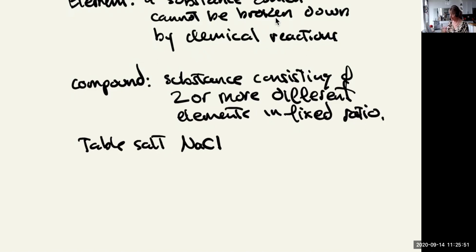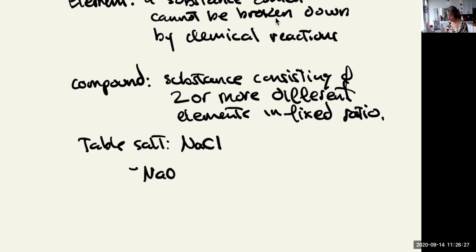How do you get table salt? How do you think you get table salt? Where does it come from? Well, you can make it. You can burn the sodium in the presence of chlorine and get salt. You can also get salt chemically. When you combine, for example, an acid and a base, you get a salt and water. So this is an example.